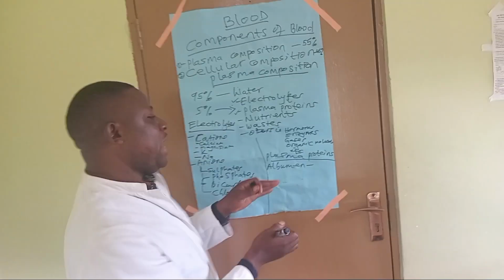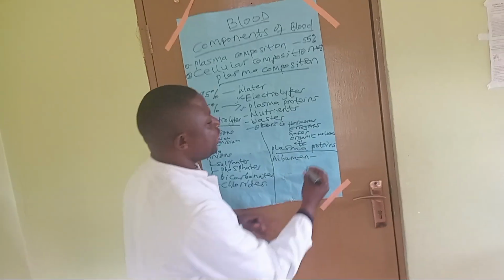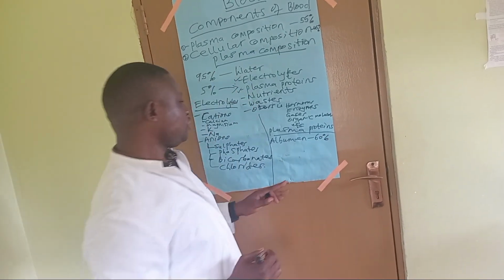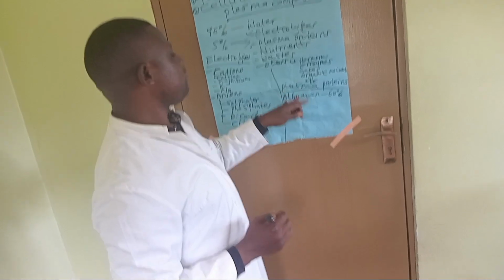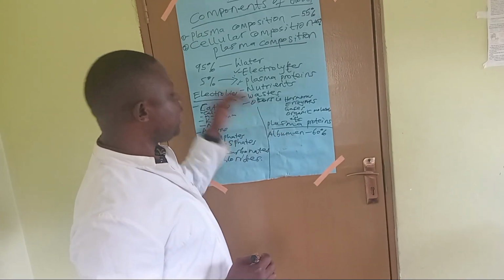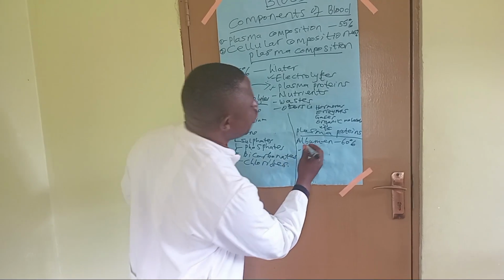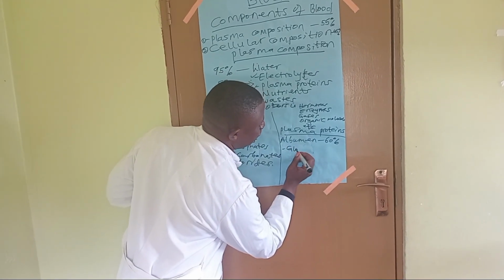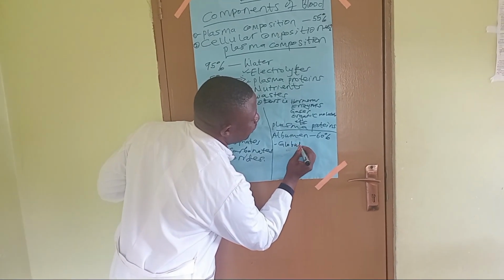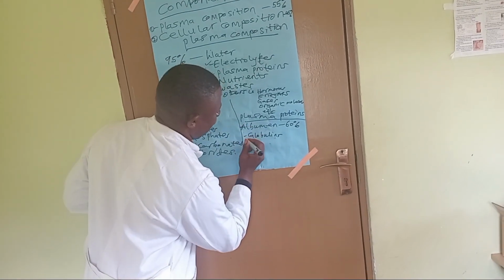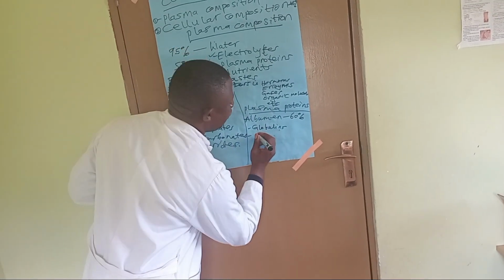Actually, among the plasma proteins, the albumin takes 60% of the whole of the plasma proteins which are found in the plasma. We have the globulins. We have also the fibrinogens.